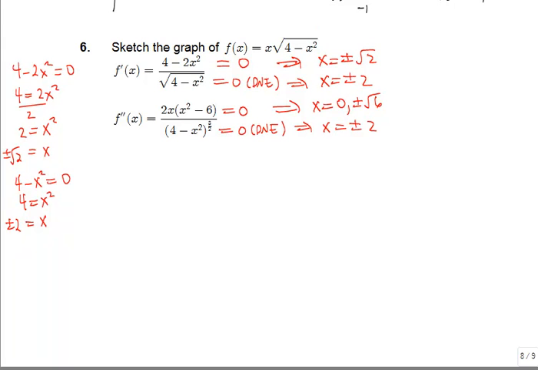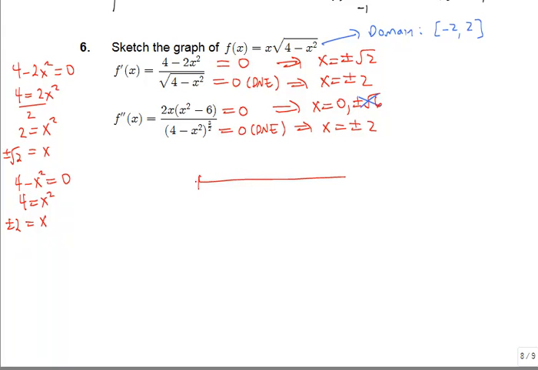So the domain of this function right here is just between negative 2 and positive 2. Anything outside of that will end up causing us to have the square root of a negative number. So square root of 6 and minus square root of 6 is actually outside of that domain, so we don't even have to worry about those because they won't be allowed anyway, since they would give me negatives under that square root.